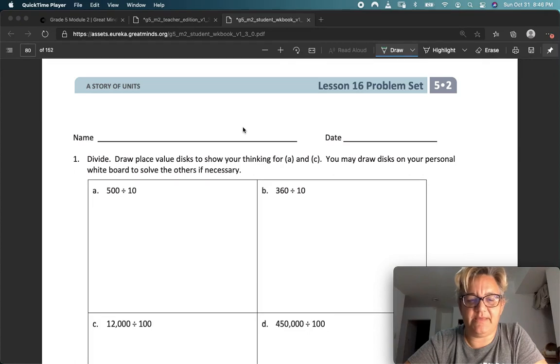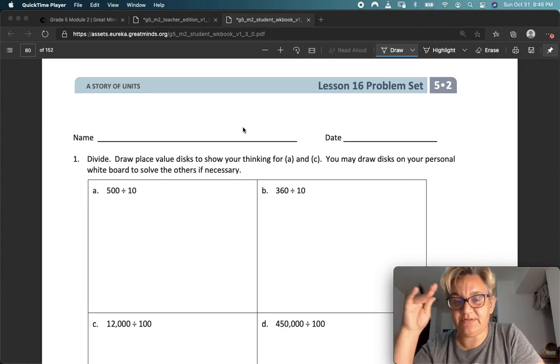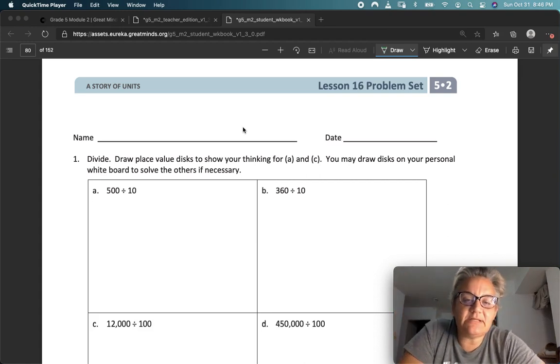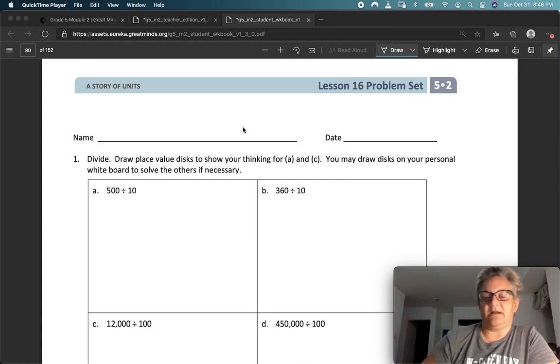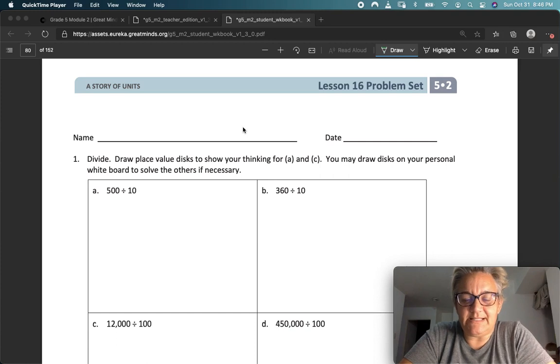Welcome to Eureka Math. This is Module 2, Lesson 16, and we just had our mid-module assessment. So, for those of you who did not do as well as you would have liked, please come talk to me about that. We can talk about some retakes and what we need to do to get you up to that level. So, let's move on to Lesson 16.